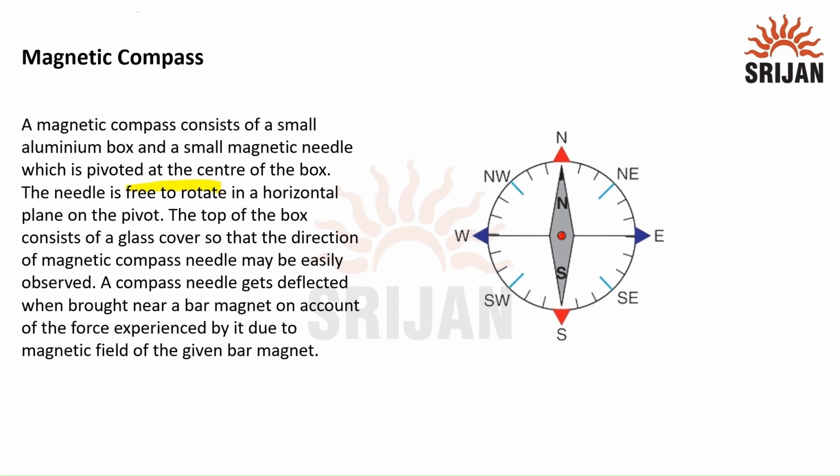So when a compass is brought near a bar magnet, the compass needle gets deflected. The compass is majorly used in helping us with the directions, that is north, south, east, west, etc. I hope this topic is clear to you.